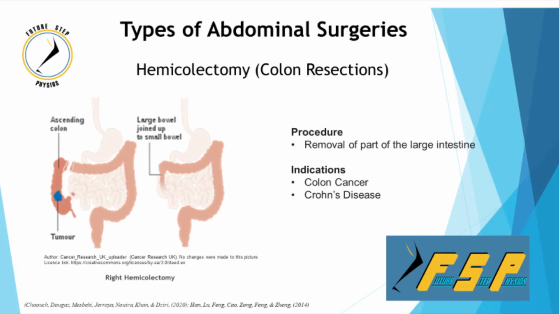Hemicolectomies involve the removal of a certain part of the large intestine. For example, this could be the ascending, transverse, or descending colons, and it's indicated for colon or colorectal cancers. In some instances, there is also the removal of the surrounding lymph nodes. The surgery itself can also be used in other circumstances, for example in Crohn's disease. Again, both laparoscopy or open cut incisions may be used.